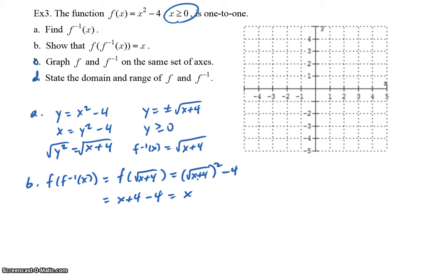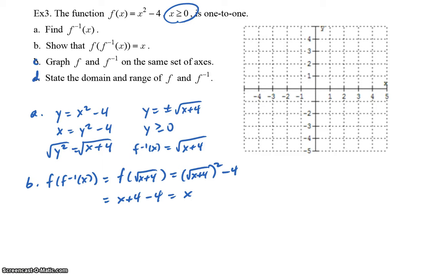And if we did the composition in the opposite order, we would see the same thing happen. Notice you can even look at the functions, how they are written, to see that there's a reversal going on. For f, you're squaring x and then subtracting 4. For f inverse, you're first adding 4, then taking a square root. So the square root is the reversal of the square, and adding 4 is the reversal of subtracting 4. So we can also look at it from that point of view.